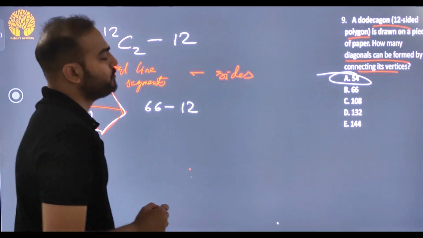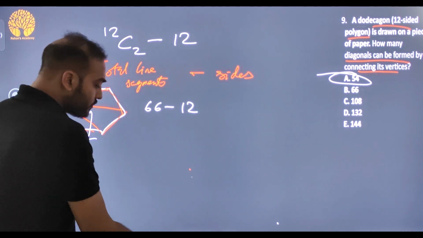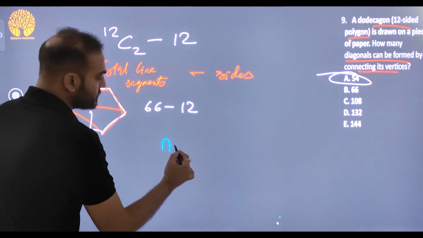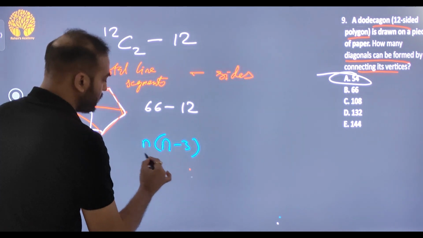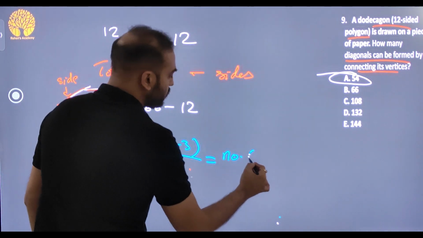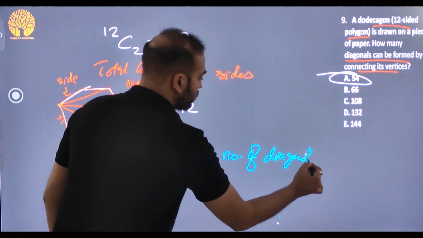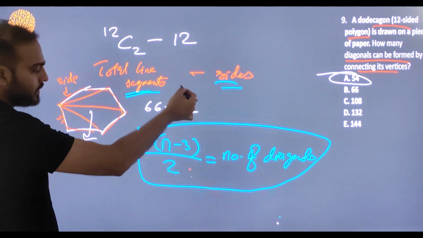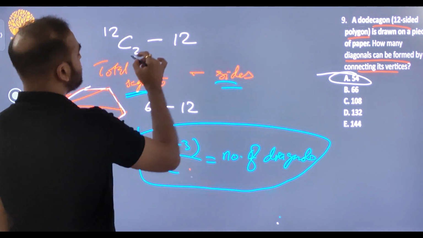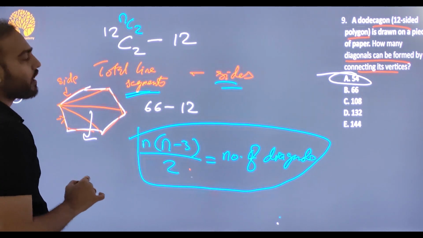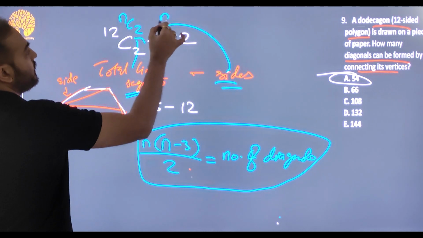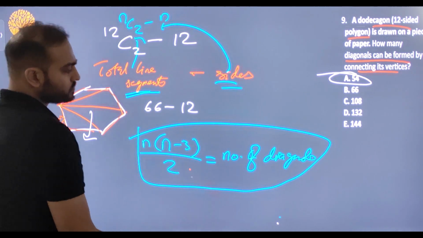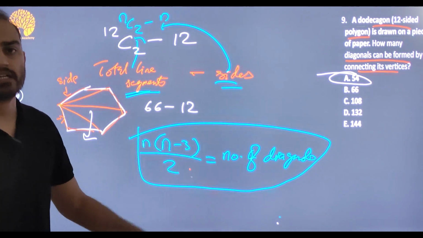That's 54. Now, those of you who have already done geometry will know the formula for the number of diagonals is n into n minus 3 by 2. This is your direct formula. Again, no need to memorize this. If you simplify, it's the same. Total line segments are NC2, and the number of sides are N. NC2 minus N, if you simplify that, this is what you get. So no need to memorize, you can understand the logic.